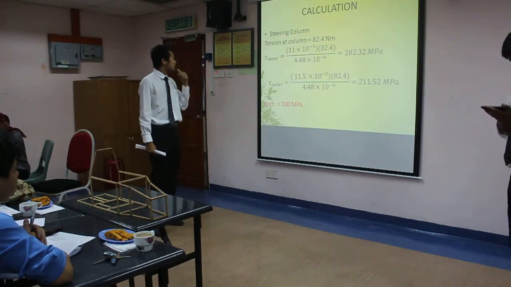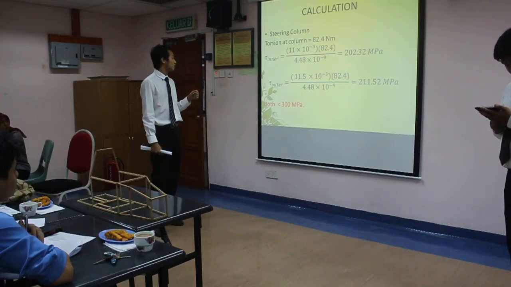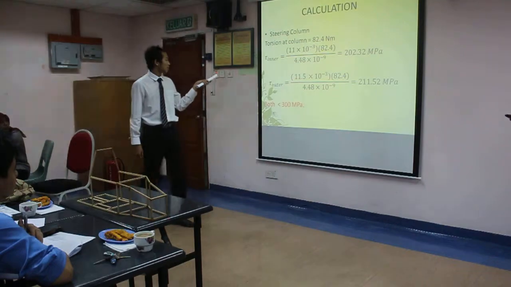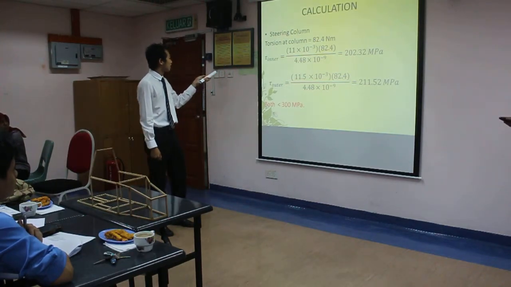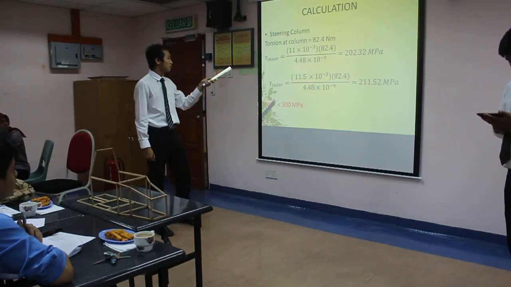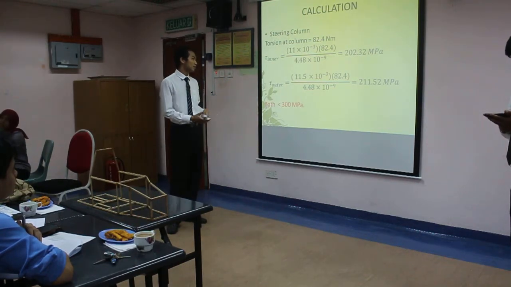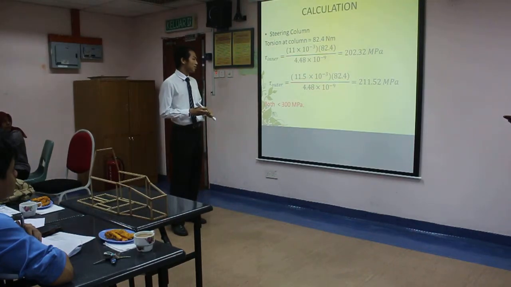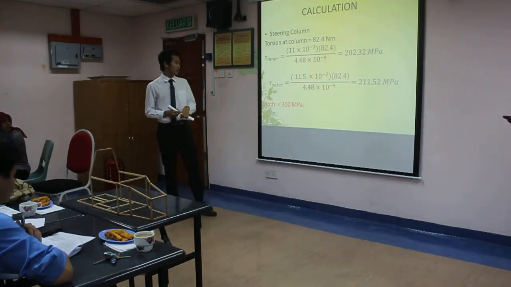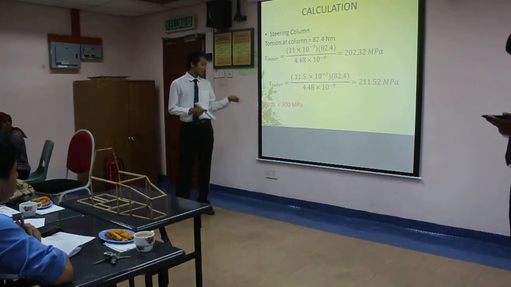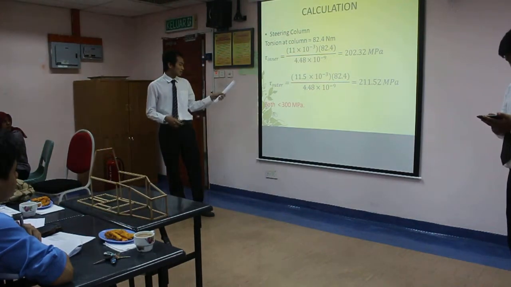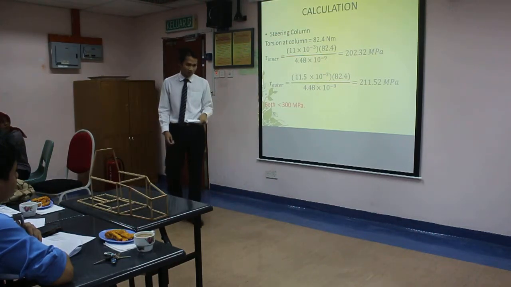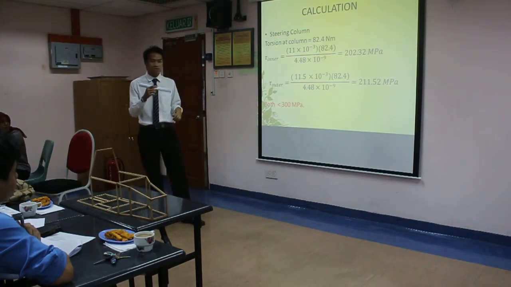The steering column, torsion at the column is 2.4 newton meter, and from this we can get tau inner 202.32 megapascal, and tau outer equal to 211.52 megapascal. Both are below 300 megapascal, which is the highest tau max for the steel.